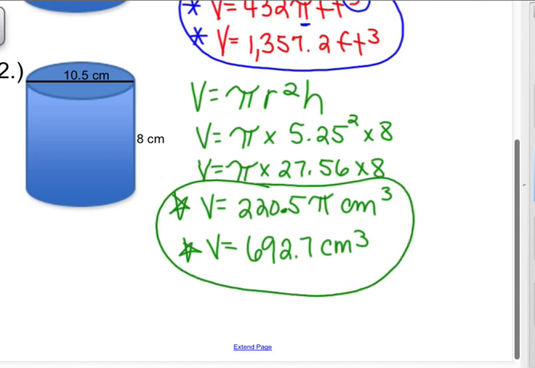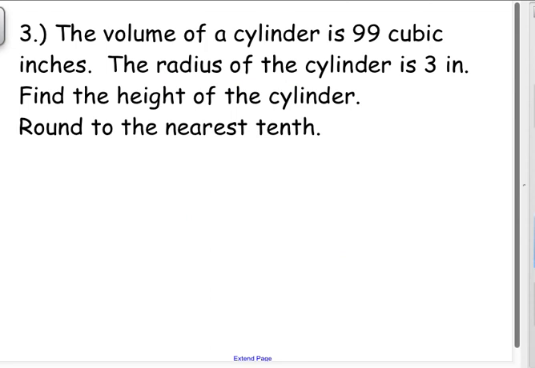And those are both of your answers, writing it in terms of pi and then writing it as a decimal. Let's look at a word problem where we have to do a little bit of working backwards.